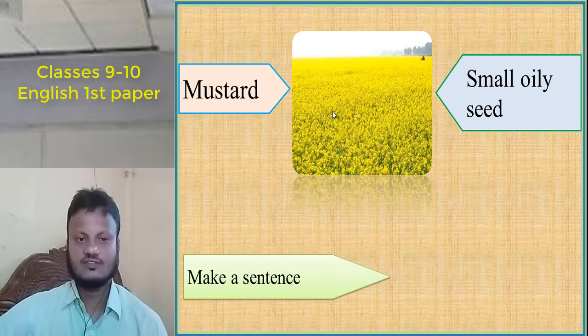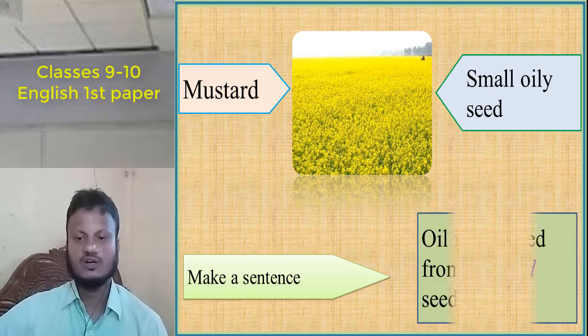Dear learners, I think that you are able to make a sentence or more. Now I am showing you one sentence here. Oil is prepared from mustard seed.